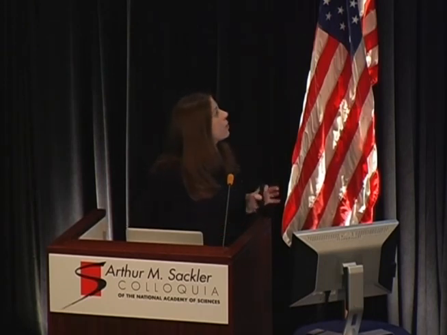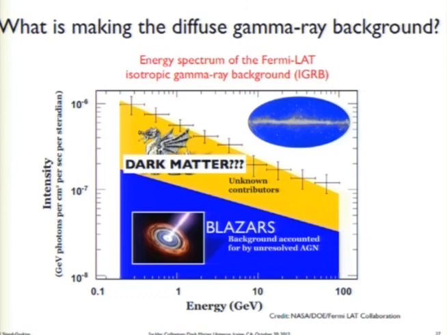So the original question is, what is making the diffuse gamma-ray background? And a couple of years ago, this became very interesting because the Fermi-LAT released their measurement of the IGRB energy spectrum. And they showed it to be a power law. So another nice power law right here. This is E² dN/dE as a function of E.